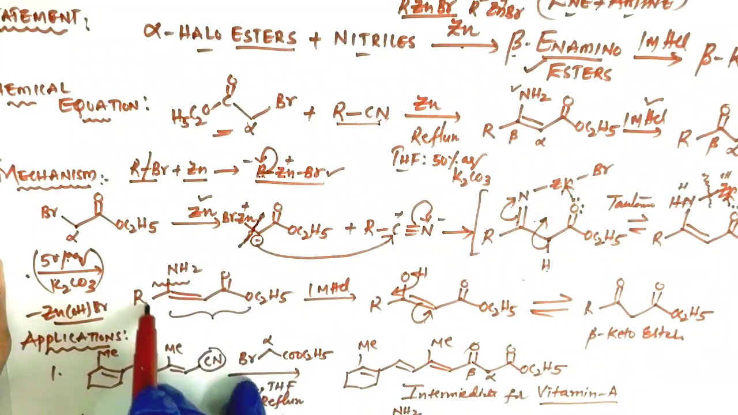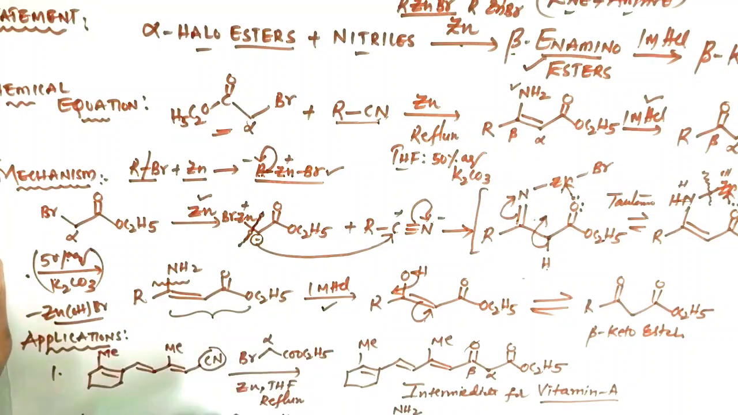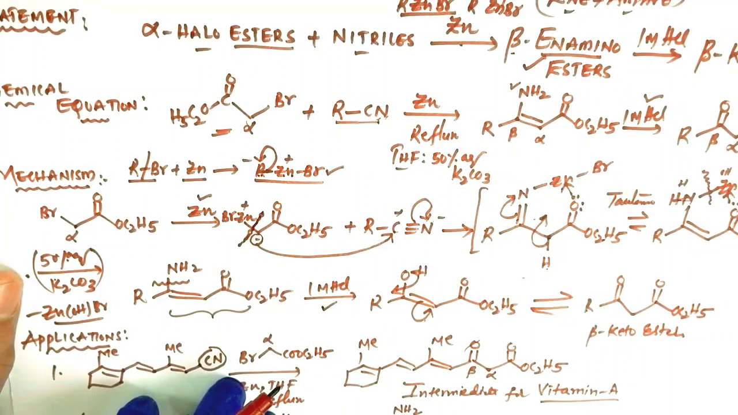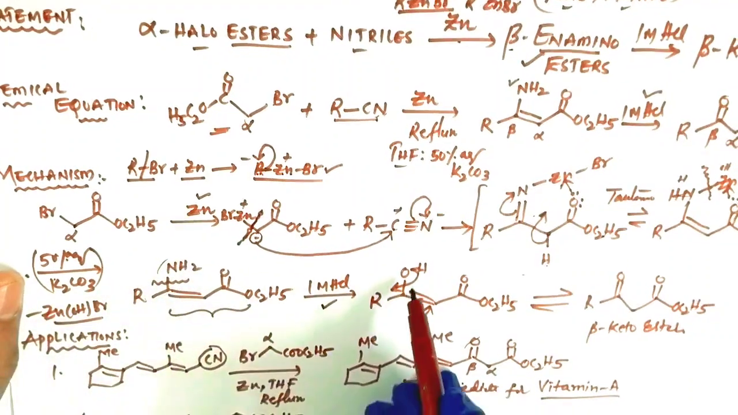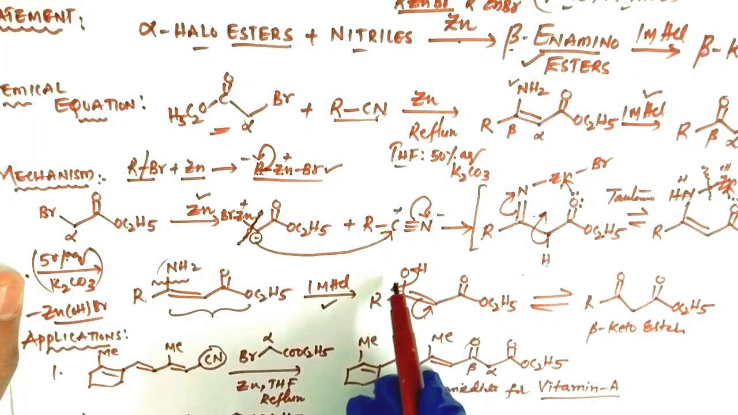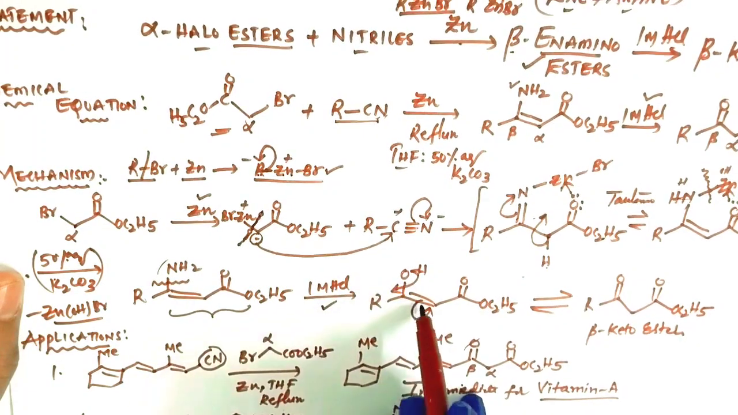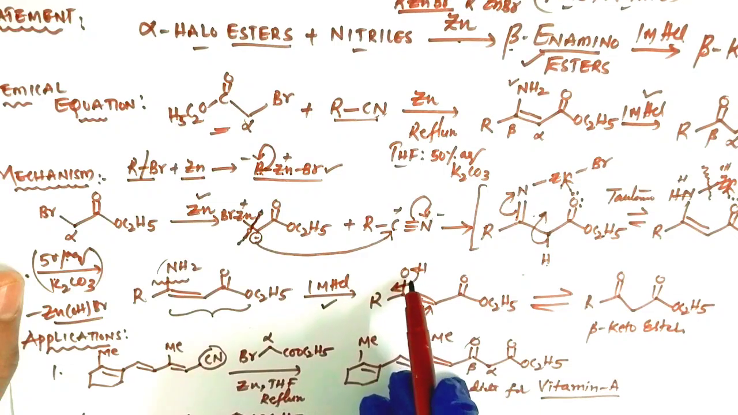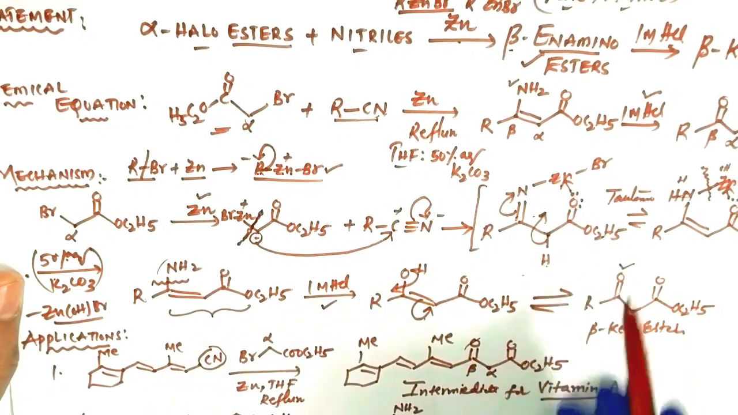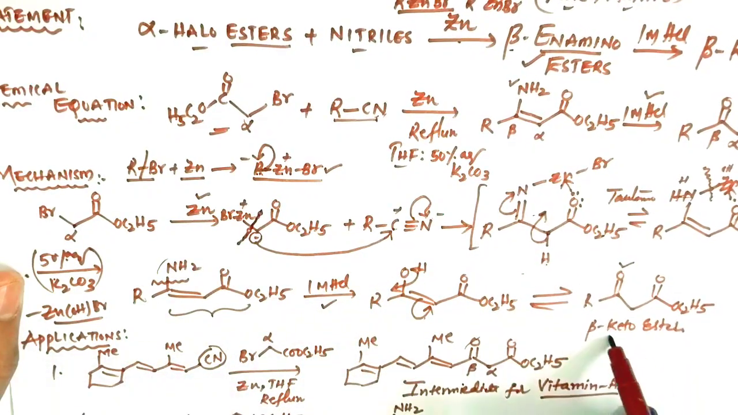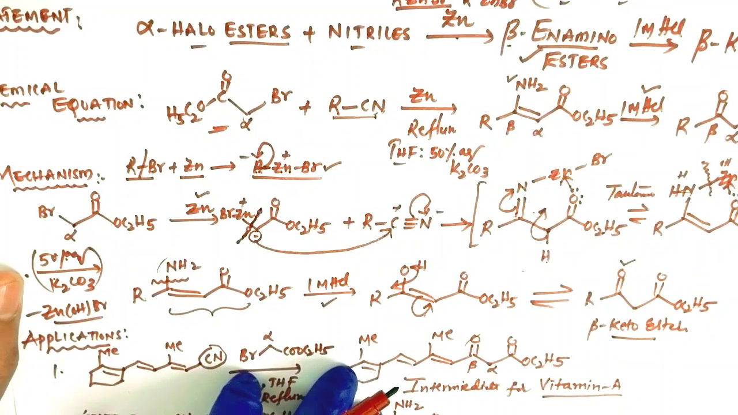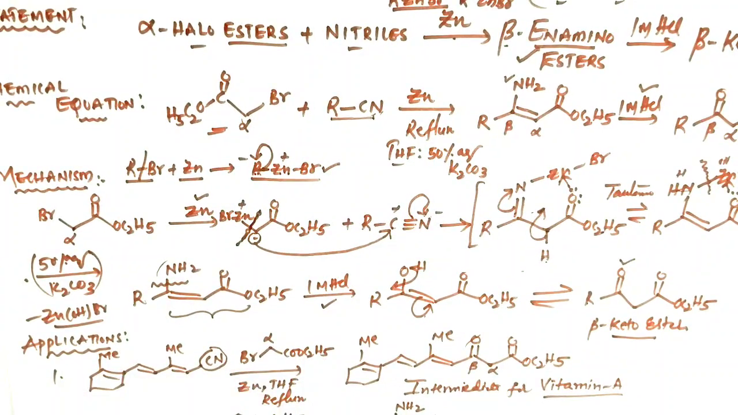The beta enamino ester is further subjected to hydrolysis with 1 molar HCl. The NH2 is replaced with OH. It is the enol form, involved in tautomerism again. The C-OH is converted into C double bond O. So we will come up with beta keto ester. In this way, we can easily convert the combination of nitriles and alpha halo ester into the corresponding beta enamino ester and beta keto ester.